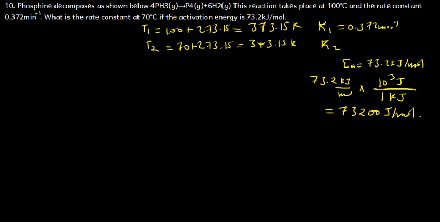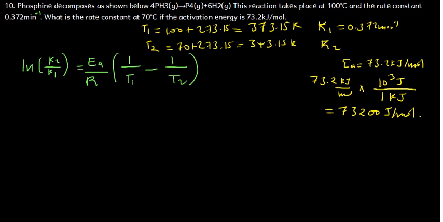All right. Now, let's get to the progress. What are we going to do to find the answer here? We're going to use the Arrhenius equation. Natural log of K2 divided by K1 is equal to activation energy divided by the universal gas constant multiplied by 1 over T1 minus 1 over T2. If we start with K2, we are going to end with T2. If we started with K1, we would have ended with T1.